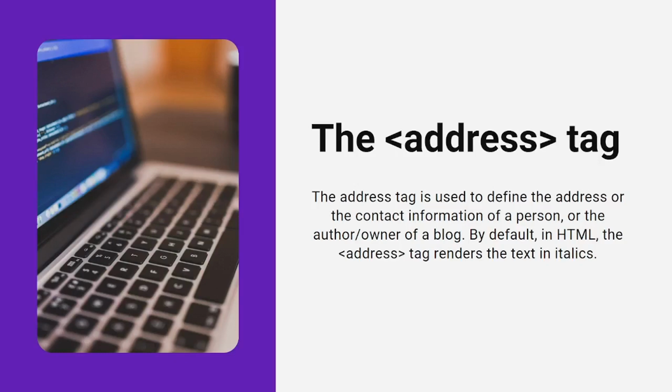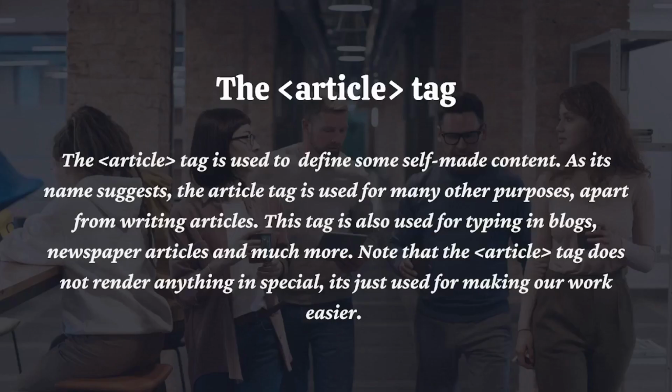If you have a blog, you can use the tag to give the author's name, to give the copyright claims and all the blah blah blah stuff. The article tag. The article tag is used to define some self-made content. This tag is used to type articles, it's used to put in newspaper articles, it's used to put in much more. You can even type in blogs.